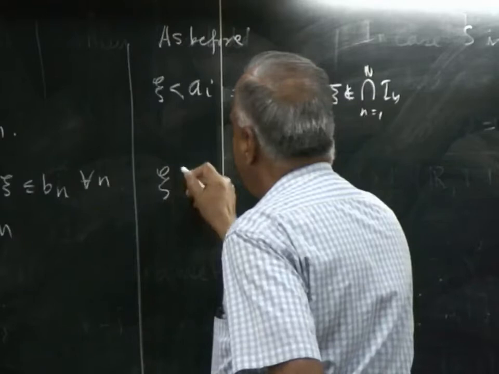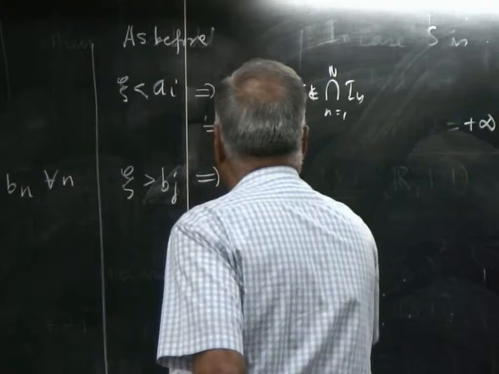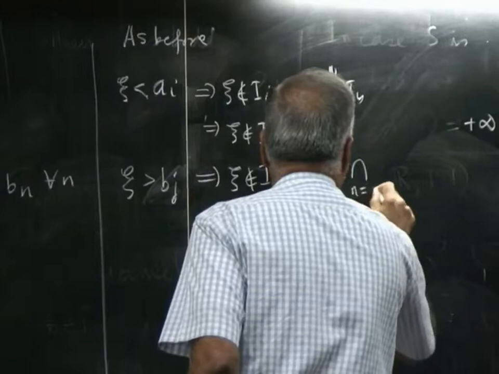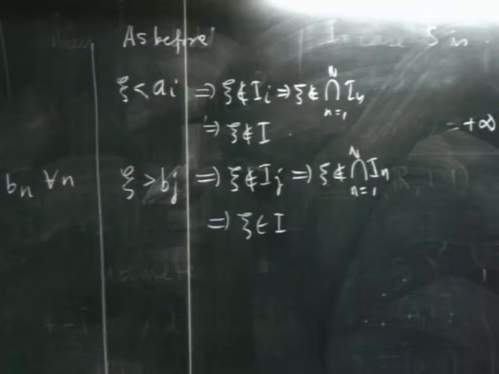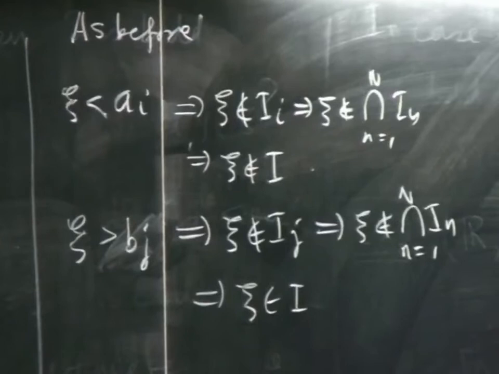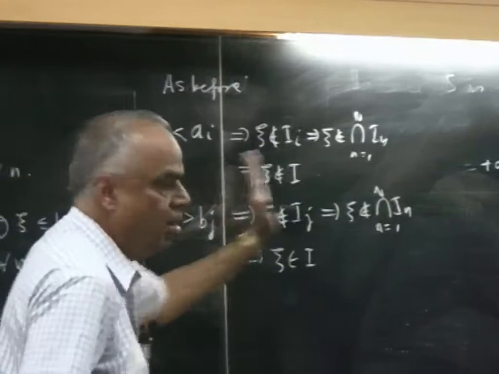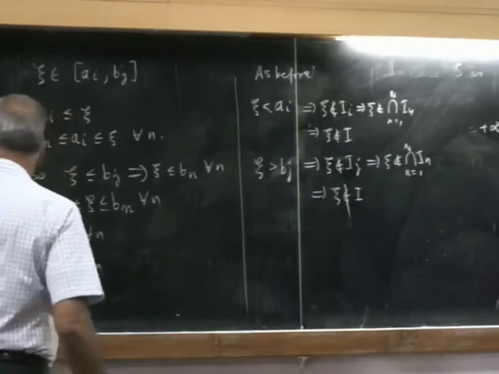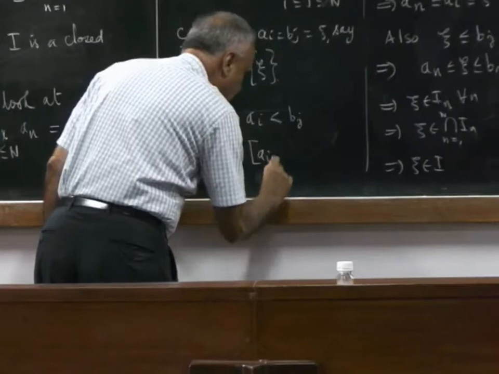Similarly, xi greater than bj implies xi does not belong to Ij, which implies xi does not belong to the intersection. So what have we got? Everything in that interval is in I, but anything outside is not in I, and therefore the intersection is precisely that interval. Anything outside, on the left side or on the right side, does not belong to I, and therefore the conclusion here is the intersection I is precisely that closed interval [ai, bj].